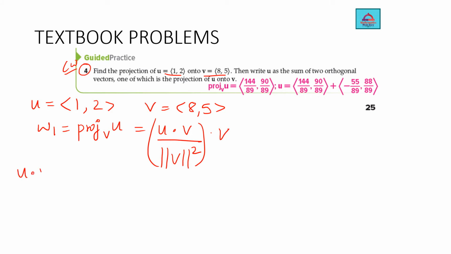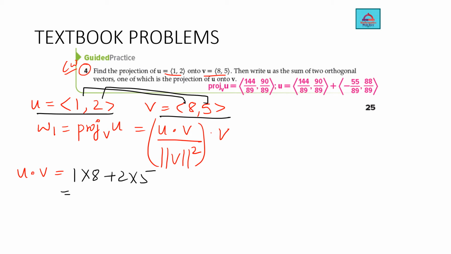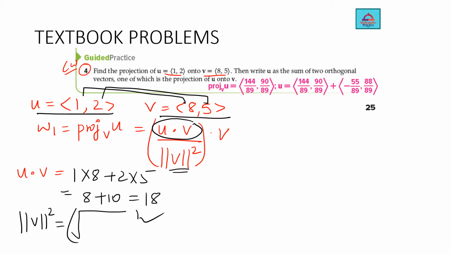So let's calculate u dot v first. This is u, this is v. x goes with x, y goes with y. So 1 with 8 plus 2 with 5. So this is 8 plus 10, or 18. Okay, so we are done with u dot v. Let's find the magnitude. The magnitude of v squared would be the square root whole squared of 8 squared plus 5 squared. So this is 64 plus 25, which is 100. Okay, so you have the value of v, and now let's put everything into this formula for w1.